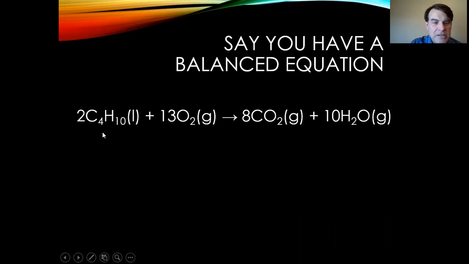So this is butane, C4H10, in a liquid form. Two of them, for every 13 oxygens, will yield 8 carbon dioxides and 10 waters, in a gas form, no less. Oxygen is in a gas form, of course, and the carbon dioxide is a gas as well. Butane is the fluid in a cigarette lighter. Butane is the gas that does it. Okay, so this is a balanced equation.